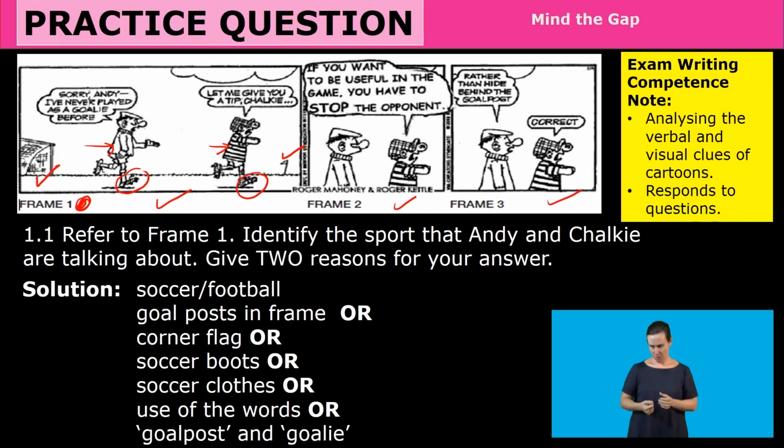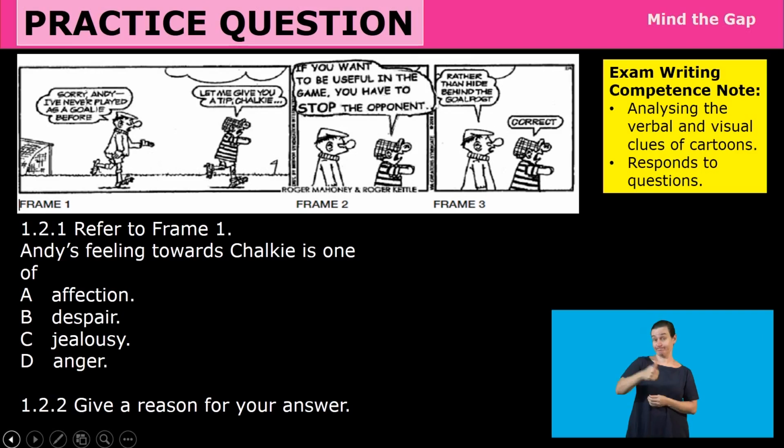And remember, we are analyzing the verbal as well as the visual cues and then learning to respond to questions. So there you've got 1 under the belt already. Let's move on. Refer to frame 1. Andy's feeling towards Chalky is, now remember, whenever you have feeling, you're looking at the emotive or persuasive language. Let's locate it. We are going to frame 1, so this is where we're going to focus. Now, remember, whenever you do a multiple choice question, there are 2 options that are going to be totally off and 2 options that will be closely linked together.